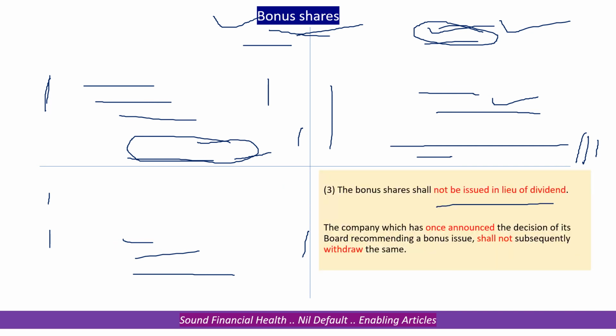And when a company issues bonus shares, it cannot be bartered for dividend. Company cannot tell the shareholders, this year we will give you bonus, but we will not give you dividend. It is prohibited. There cannot be a barter between bonus shares and dividend. Dividend is independent of bonus shares, and therefore bonus cannot be issued in lieu of dividend. And second, it is just like dividend. Dividend once declared cannot be cancelled. It has to be paid. Similarly, bonus once declared cannot be withdrawn. Company has to issue the bonus shares. Once announced, it shall not be withdrawn.